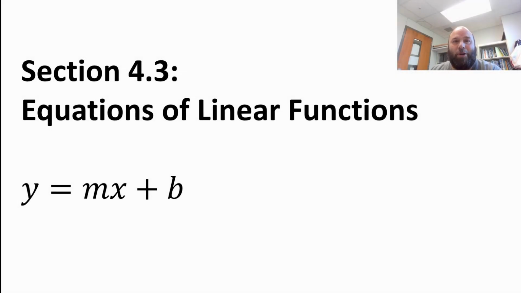Welcome to section 4.3. In this section, we're going to use data to find equations for linear functions. Be aware that often we make an assumption that a function is going to be linear. As we saw in the last section, that means we assume we have this constant absolute rate of change called the slope. As you may recall, the equation of a linear function, generically, is y equals mx plus b.